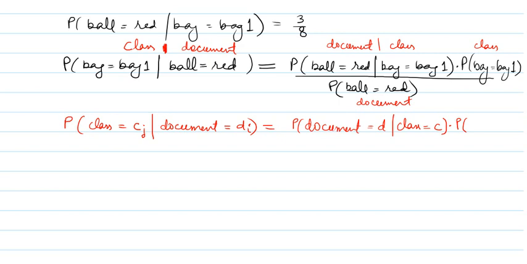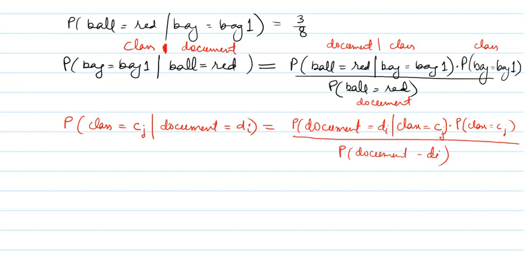Okay, so P of document is equal to D, class is equal to C, and P of class is equal to Cj. Here this is also Cj, this is Di. These classes and documents are variables, and the Ci, Cj and Di are actually the values of those particular variables. So P of document is equal to Di.